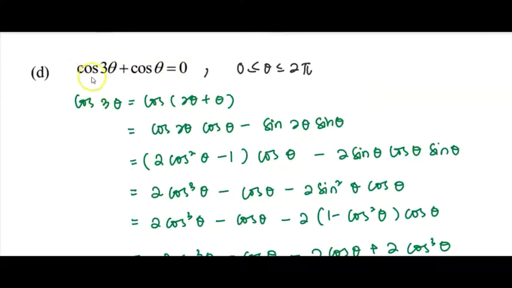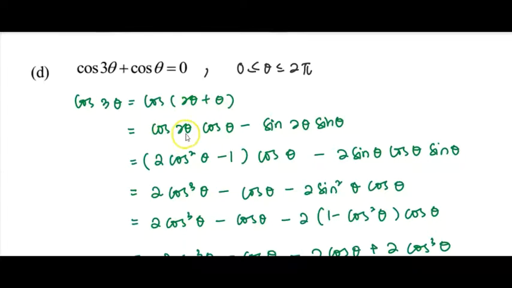For this example, I got cos 3 theta plus cos theta equals 0. We're going to solve for theta from 0 to 2 pi. So firstly, I will rewrite cosine of 3 theta as cos of 2 theta plus theta. After that, I use the compound angle formula to expand it.